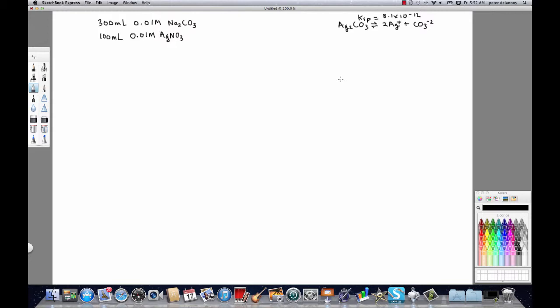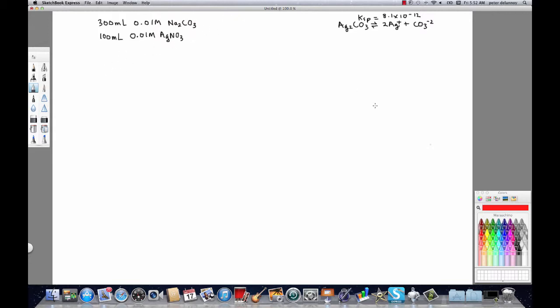This is the third or fourth video on solubility equilibrium. Now we're going to start putting a number of different concepts together in this particular problem. We're mixing together two solutions that contain common ions involved in a solubility equilibrium. We'll mix 300 milliliters of a 0.01 molar solution of sodium carbonate and 100 milliliters of 0.01 molar silver nitrate. Both compounds are soluble.